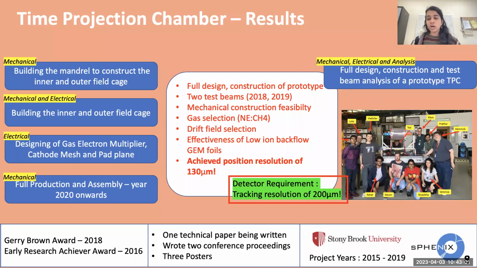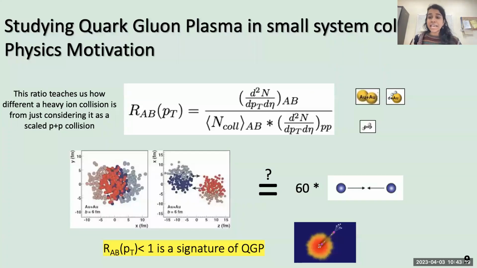For this entire work of 4 years that I was involved in this project, I got 2 awards in this process, one in 2016 and one in 2018. One technical paper is presently being written, and I also wrote 2 conference proceedings and gave 3 poster presentations at international conferences. The next project, which became my PhD thesis, is to study if quark-gluon plasma is created in small system collisions.